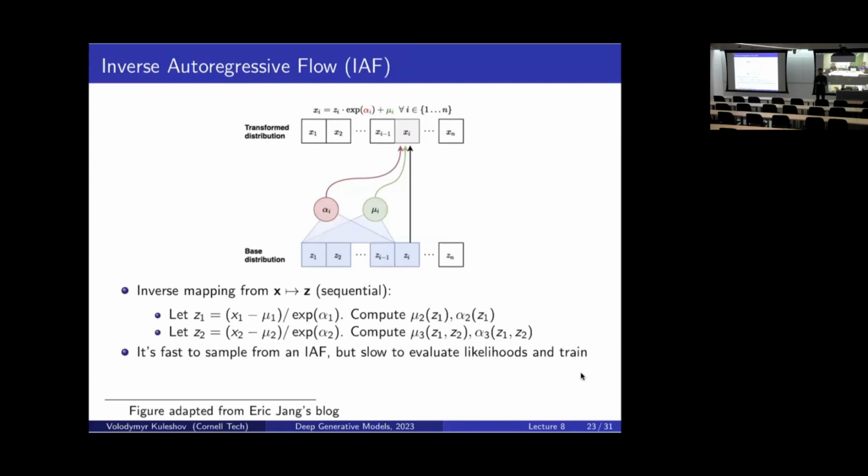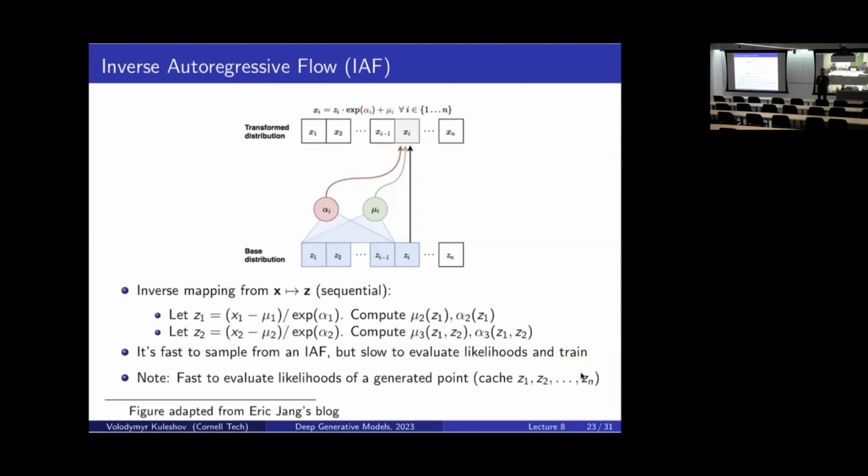So what does it mean? It means that it's going to be slow to evaluate likelihoods, and therefore it will be slow to train for the same reason as I just explained earlier. When we train, we need to compute Z from X, and now this is slow. So this is a model that will be very, very slow to train. In fact, it's going to be impractical to train this from images directly, but it will still be useful. It's slow to evaluate likelihoods. It's fast to sample.